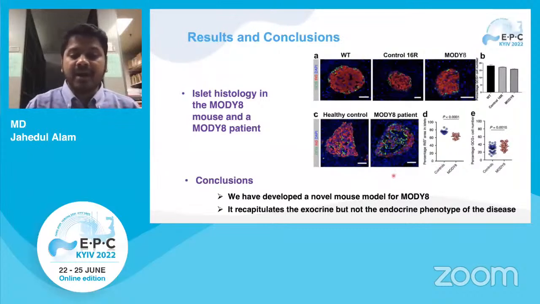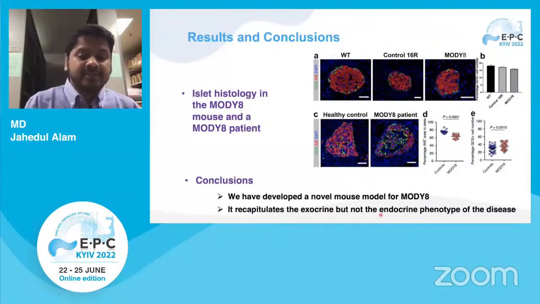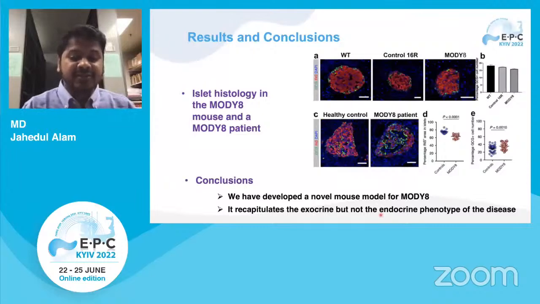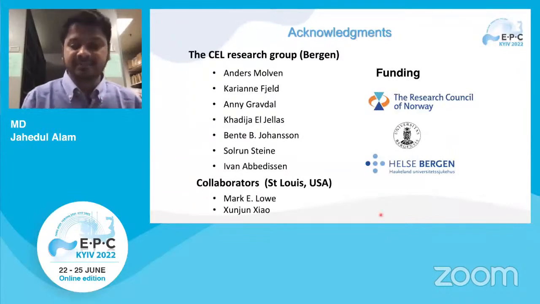So we developed a mouse model for MODY8, which recapitulates the exocrine but not the endocrine phenotype of the disease. More severe exocrine tissue changes, longer observation, or a different genetic constitution may be needed for this MODY8 mouse model to become glucose intolerant. Thanks for listening to me. If you want to know more, you can see my poster. Thanks.